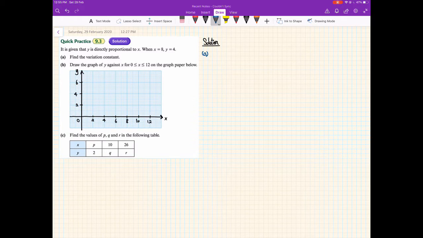From the question, y is directly proportional to x. So then we will have this equation connecting x and y: y equals k times x, where k is not equal to 0. So k is the variation constant that we are finding now. The question says when x equals 8, y equals 4. So we can substitute this ordered pair into the equation to find k.